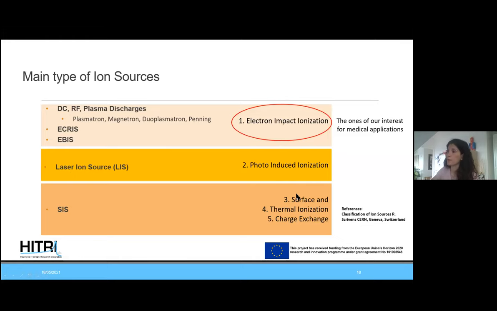And then you have other types of sources. We in accelerator physics are not very interested in them. So surface and thermal ionization or charge exchange ion sources. So we are mostly interested in the first category of ion source, the ones where electron impact ionization is used to actually produce the ions.